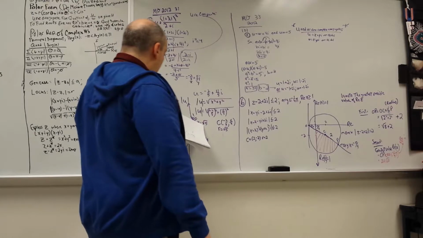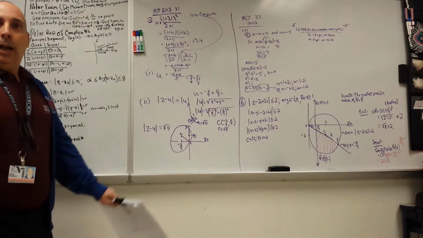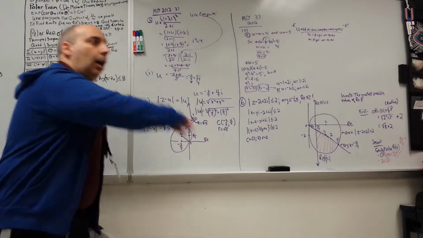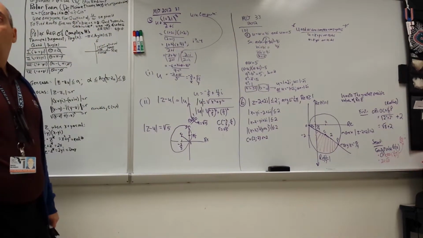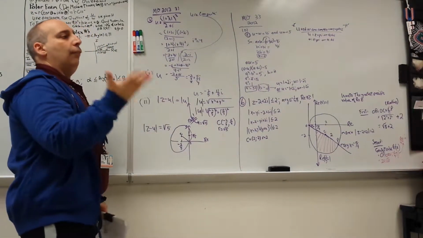All right, so this portion here is radical 5. Not bad? It's just the modulus. It's just the radius, so to speak. Remember, r and u, absolute value bar, is the same thing, just a different letter.